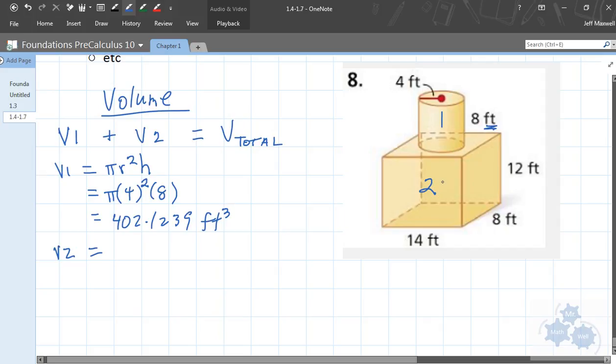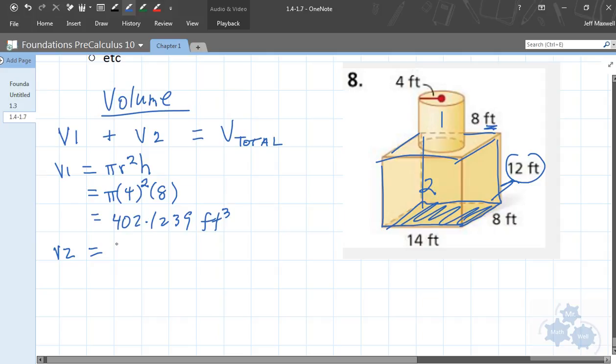Volume 2 is this thing here. Now, the base, you could call this the base if you want, right? The thing that's on the bottom is reasonable for the base. And then this is the height here, right? And so the volume of a rectangular prism is, of course, just the area of the base times the height.